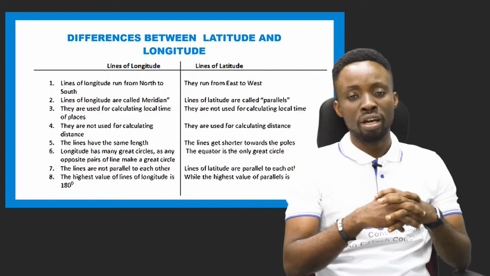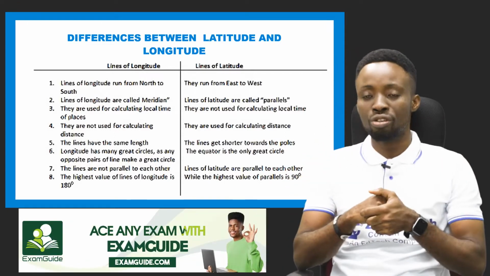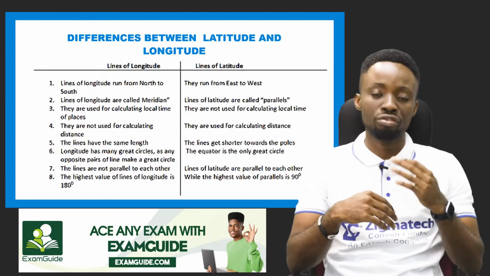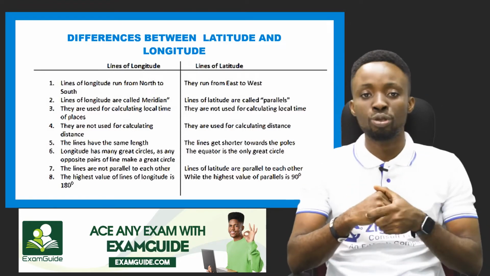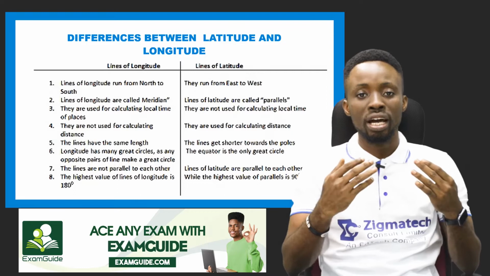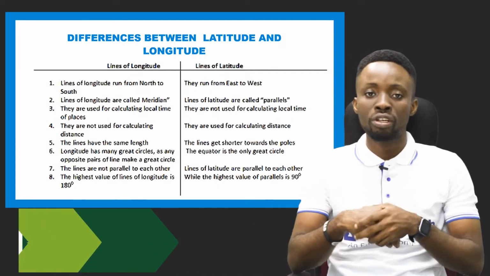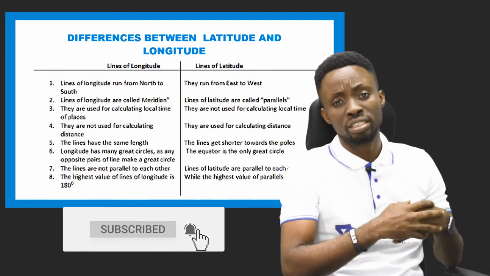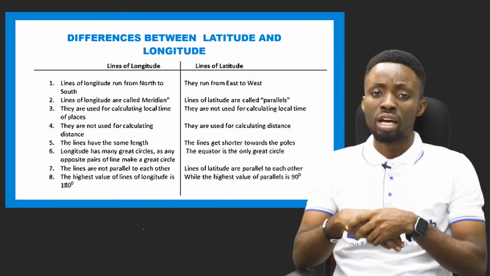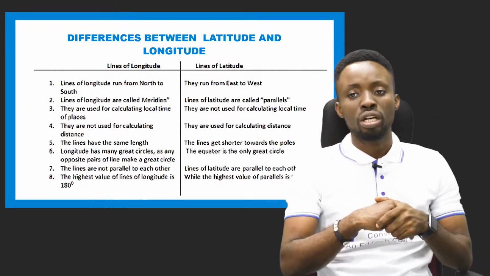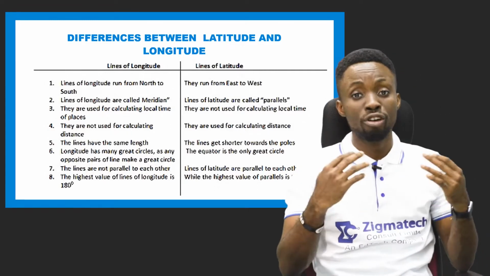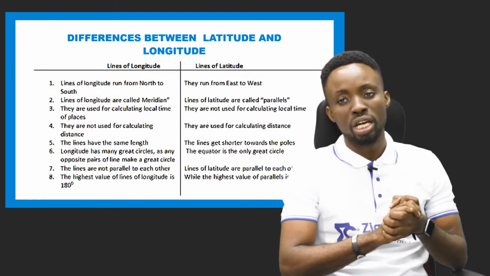So previously I said lines of longitude, they are actually imaginary lines running from the North Pole to the South Pole, and they are measured east and west of the Greenwich meridian. While lines of latitude are simply angular distances, north and south of the equator. So let's look at the differences we have between latitude and longitude.